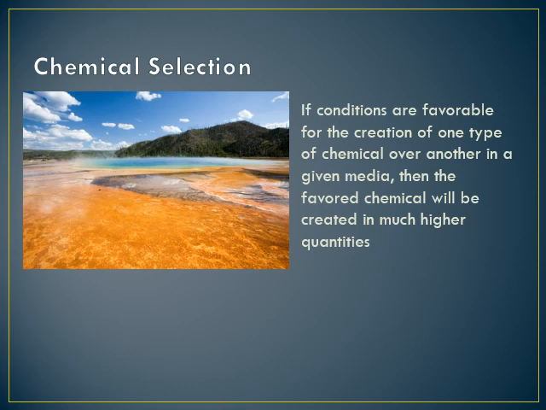So in chemical selection, if you're making something and it is easier to produce, let's say it's easy to produce salt, harder to produce baking soda. As a reaction occurs that could produce either one of them, salt will be produced in much, much higher quantities. That's chemical selection.